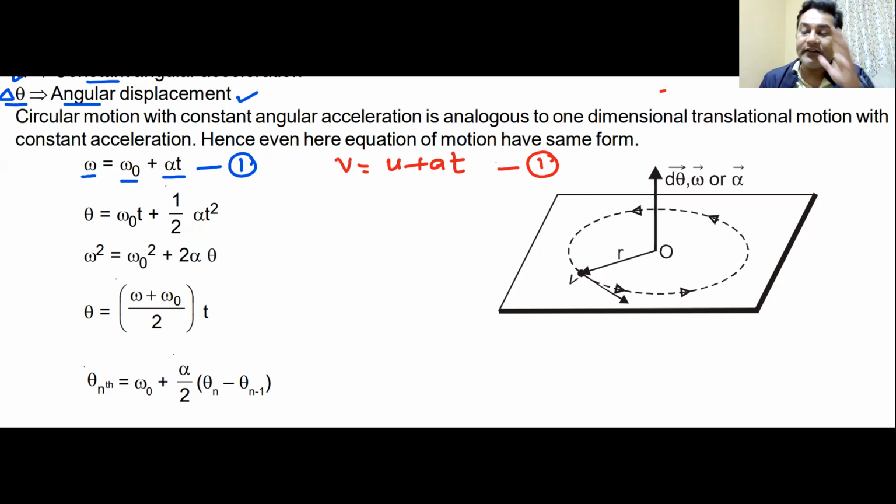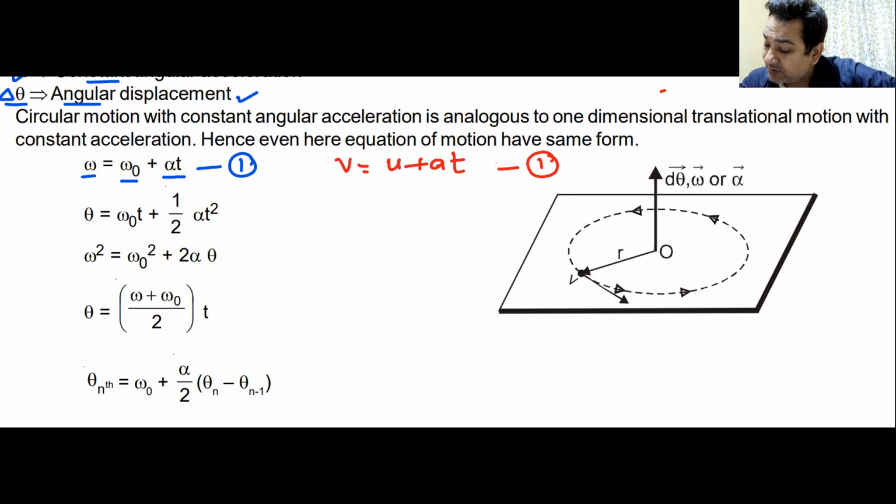So now this equation, theoretically, is the same. Final angular velocity equals initial angular velocity plus alpha t. Final velocity is equal to initial velocity plus a into t. So everything that we had done there is now going to come back.